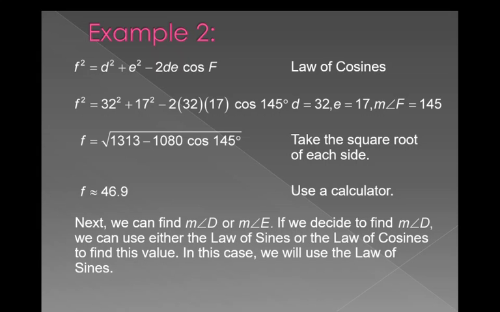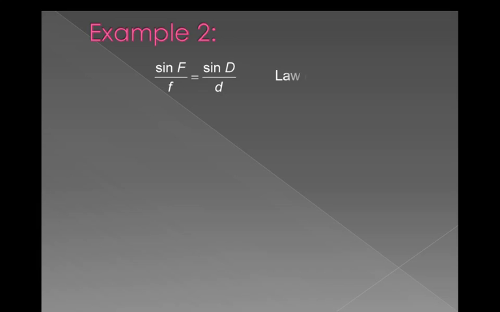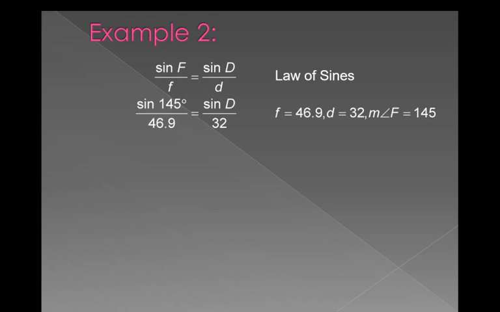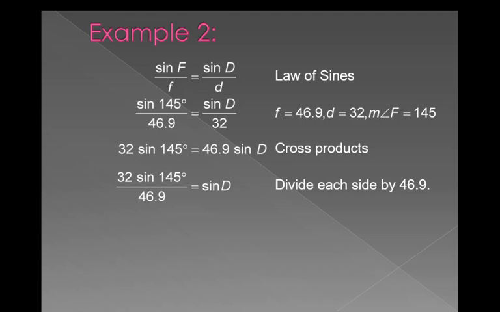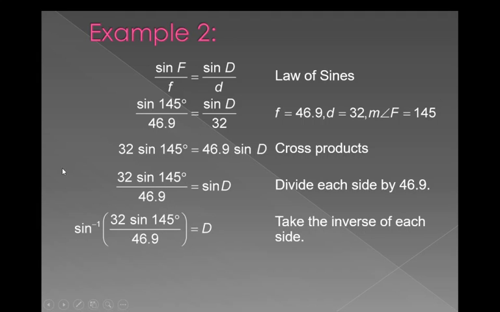Since we have a ratio, we're going to use the law of sines to find the measure of angle D or E. Okay? So here I am. I'm switching to the law of sines. Since sine F over F, that's the ratio I have, I'm going to use it. Plug in what I know. Cross multiply. Plug it into the calculator. And I find angle D, which is approximately 23 degrees.